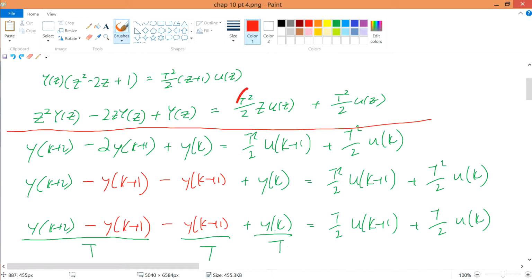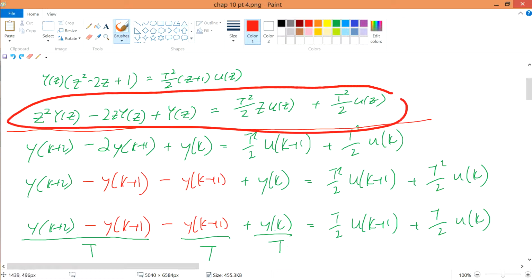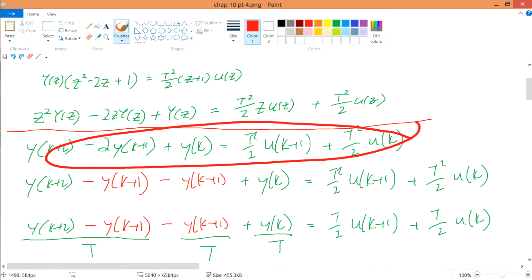Equals to t squared over 2, same thing. z is a z to the power of 1, right? So it's u(k plus 1). This is u, so I have u(k plus 1). That's now y, so I have y(k plus 1). Next, t squared over 2 U(z), I'll just write as t squared over 2 u(k), or U(z) change to u(k), that's all. Okay, so I've successfully transformed the z domain into the discrete domain.